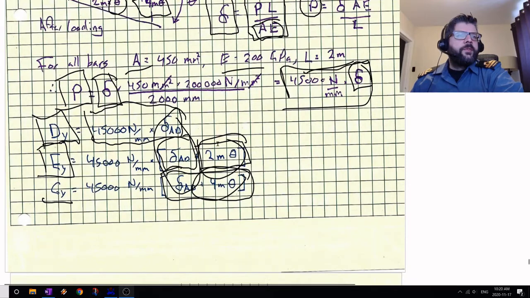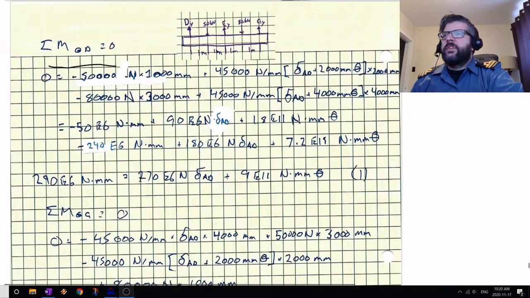So we know what those forces are in terms of their displacement. We're still going to need to relate them better, so we just need to start using our equilibrium equation. What I'm going to do is take a moment about D.